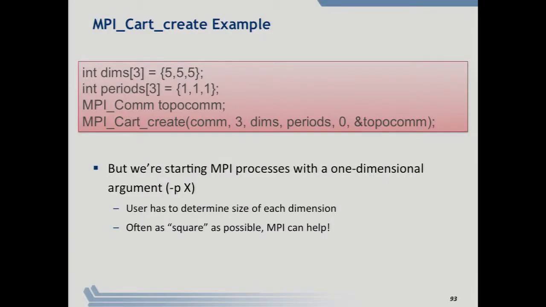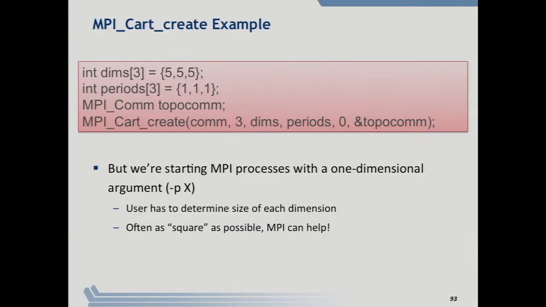Okay. So that is cart create. This is just an example. Let's say you have a 3D topology. This is how you would do it. Your number of dimensions would be 3, and you pass the DIMS array, let's say it's 5 by 5 by 5, that means you have 125 processes total. Am I right? There's actually functionality in MPI that can. Yeah, that's my next slide. You're right. That's my next slide.